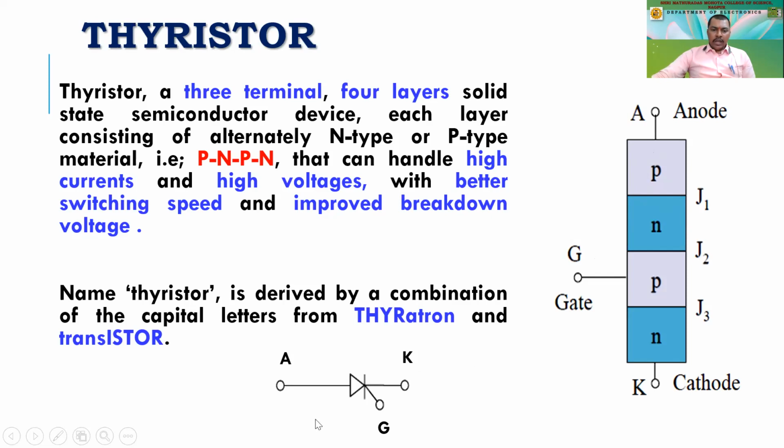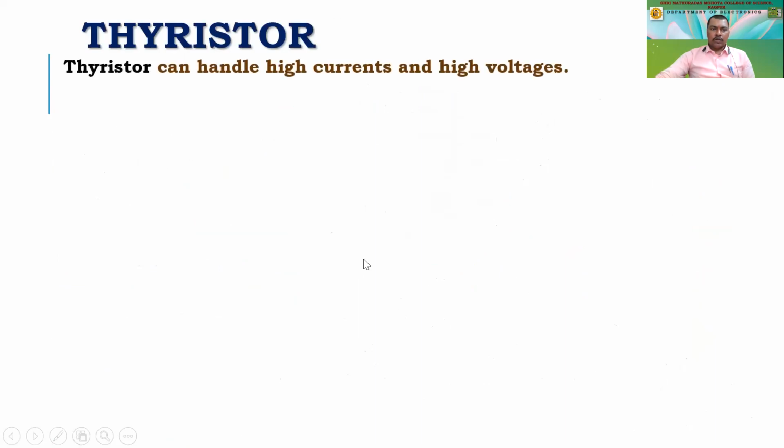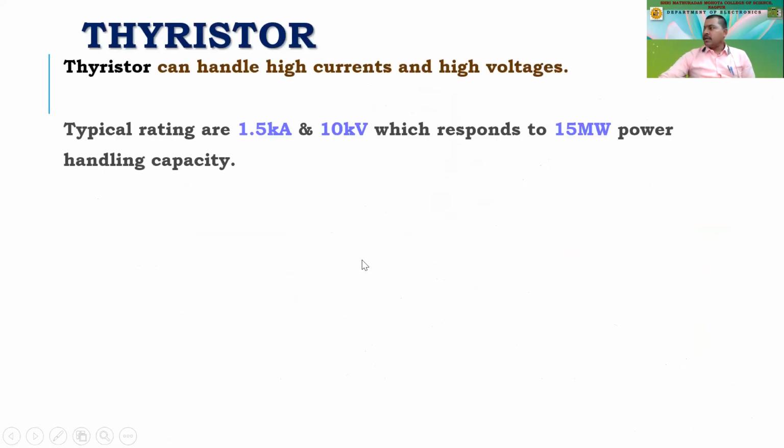Below, we have the symbol of the SCR, silicon controlled rectifier. It is as good as a diode with a gate terminal. The uppermost is called the anode, and the N-type material is called the cathode. We are going to study in depth how it is connected. A thyristor can handle high current and high voltages, which is the basic concern of our topic now.